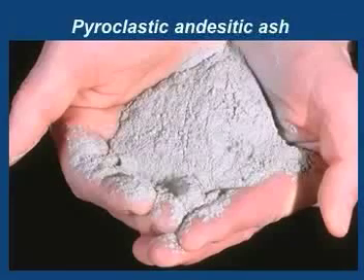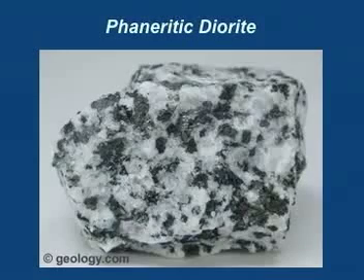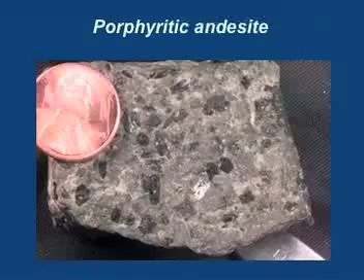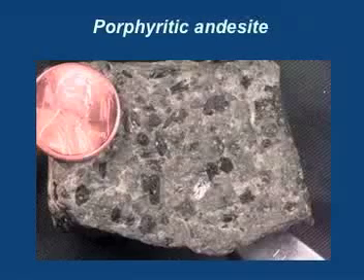So intermediate. This is what it looks like when your coarse-grained igneous rock has equal parts salt and pepper. This is called diorite. So diorite, equal parts salt and pepper. And then here is a porphyritic andesite. So remember the porphyry, where you have the big crystals in the fine-grained matrix. You can see the gray matrix surrounding this. You have the dark crystal being the highest temperature one, the large crystal here. So that is your porphyritic andesite.